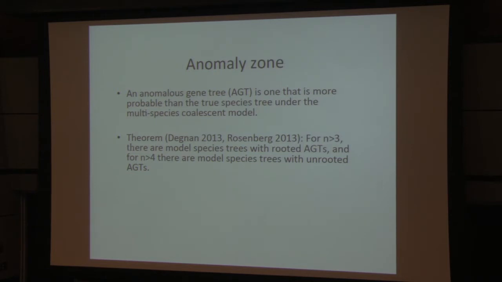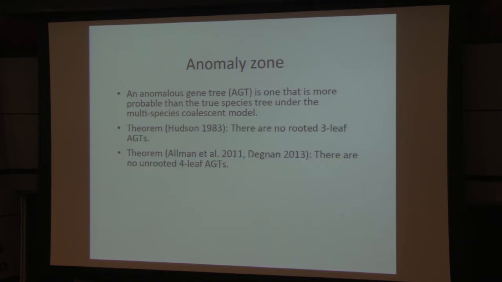So in particular, for the rooted case, if you only have 3 species, this one doesn't say whether there's an anomaly zone. The next theorem says there are no rooted 3-leaf anomaly zones, which means if you only have 3 species, the most probable rooted gene tree is correct. And there's no anomalous 4-leaf unrooted gene trees, which means if you only have 4 species, the most probable unrooted gene tree is correct.